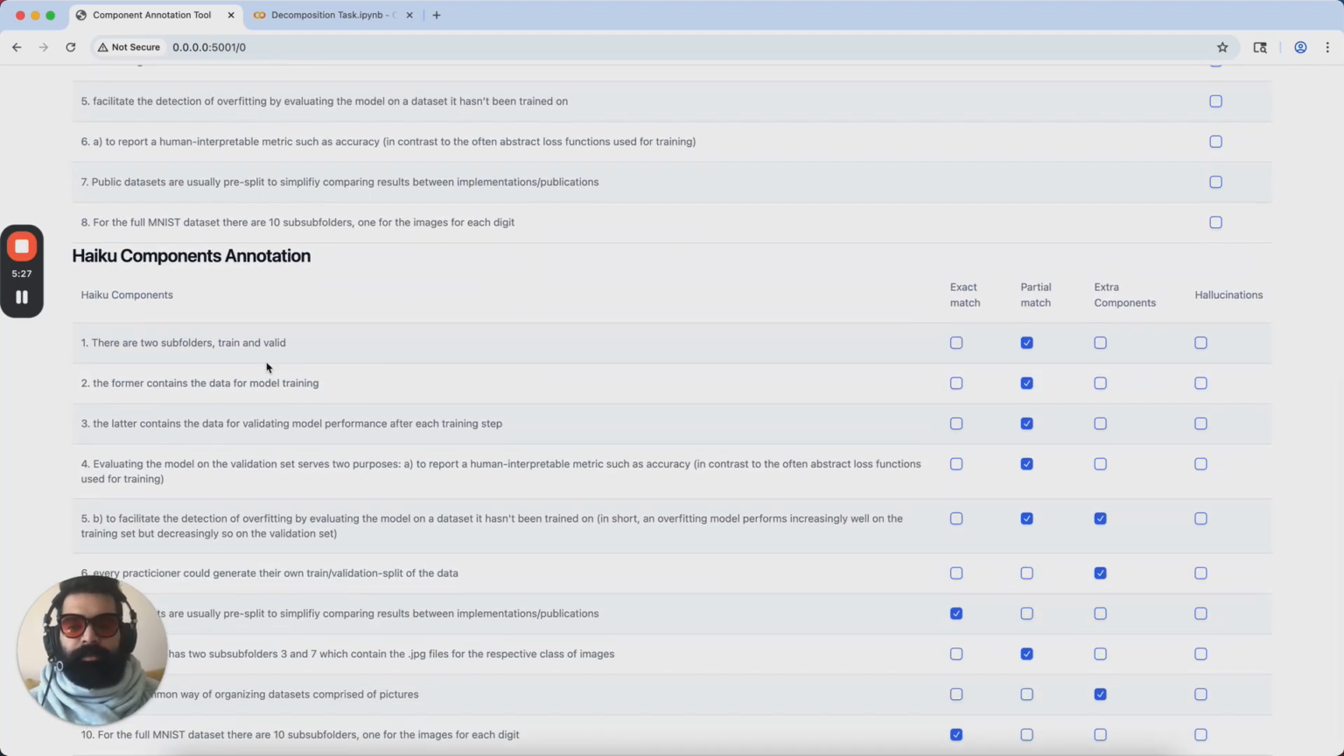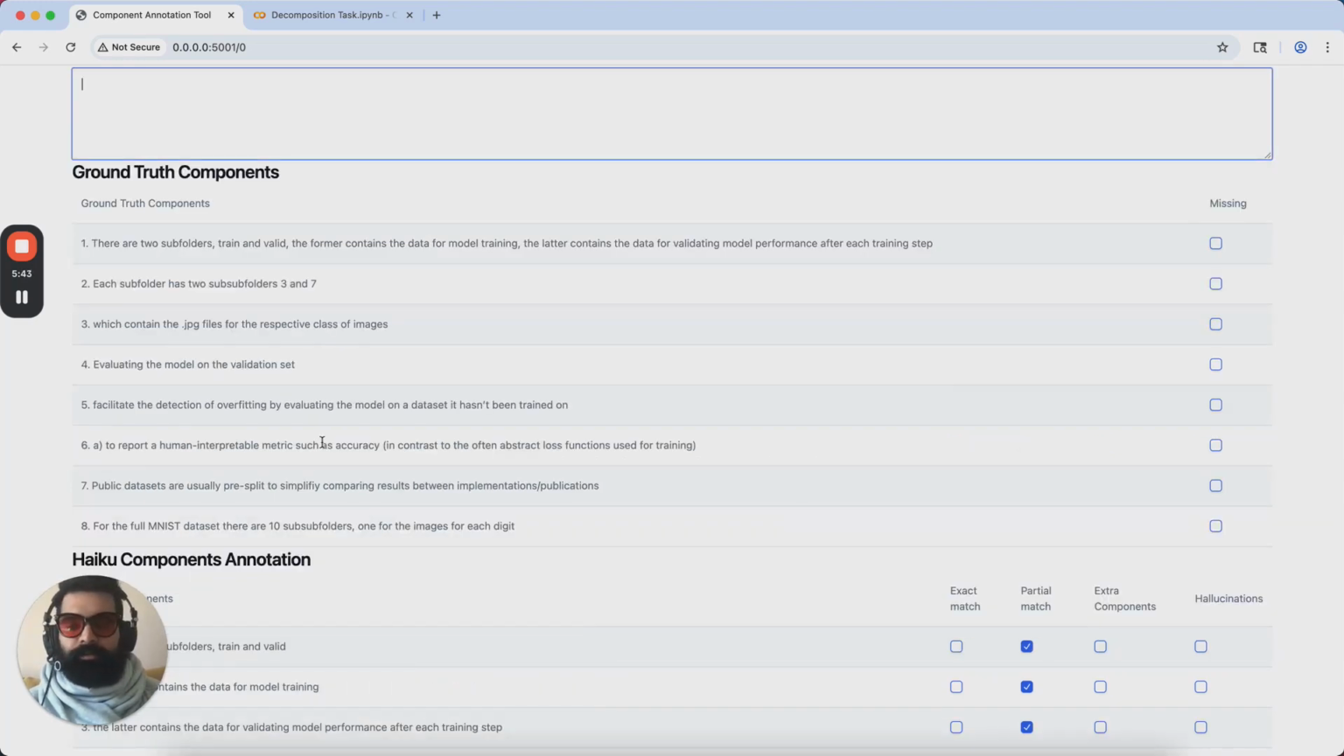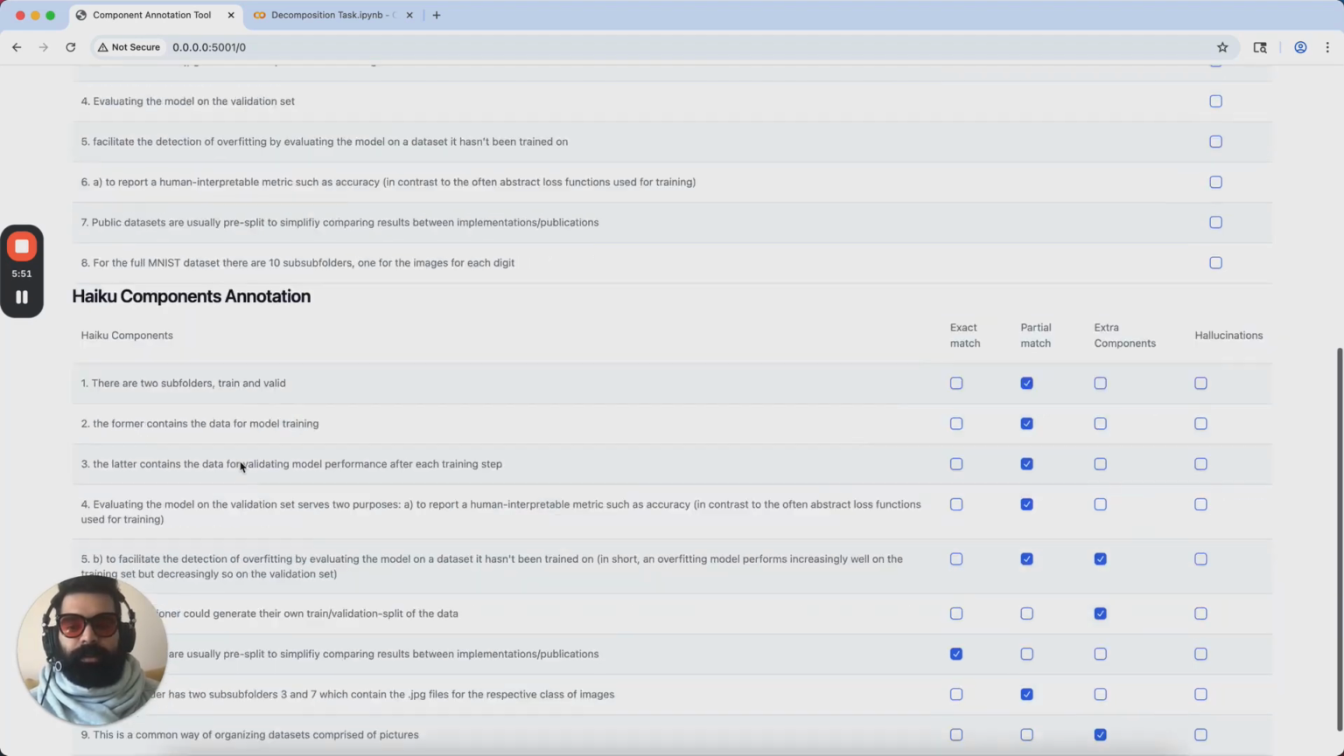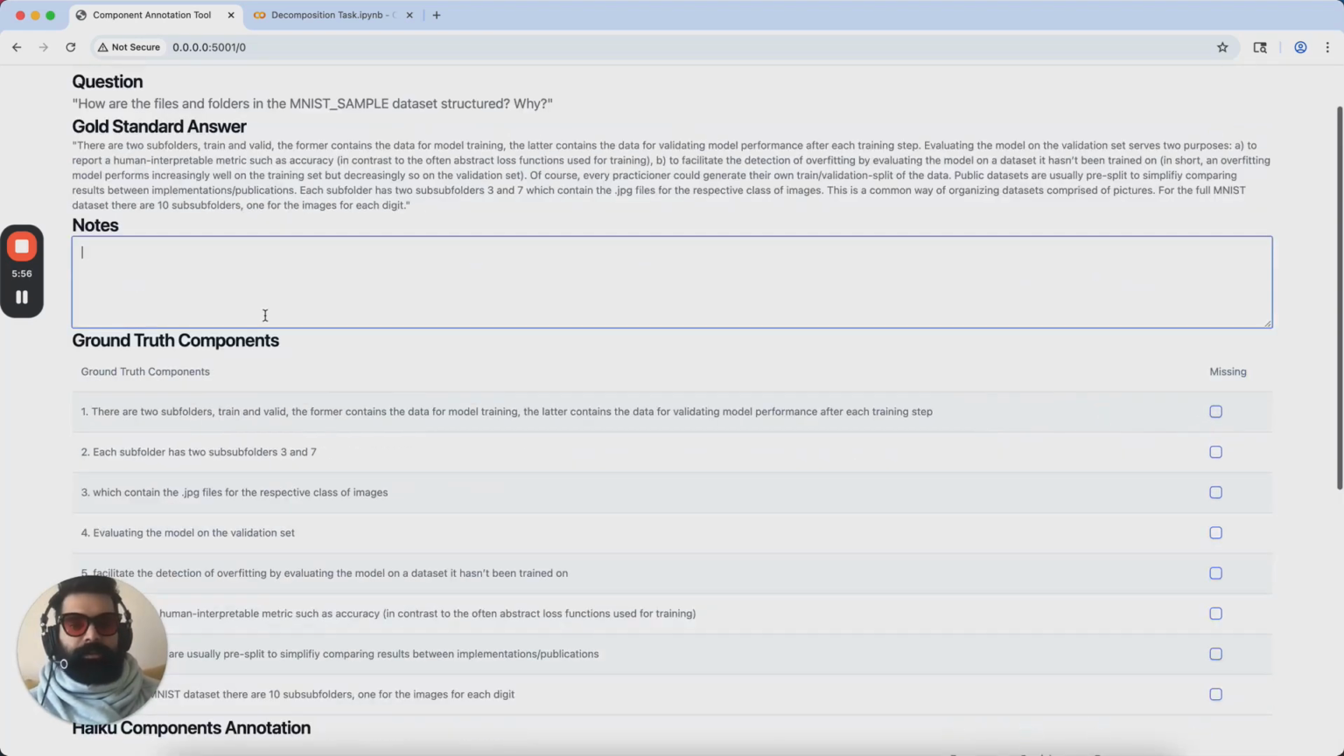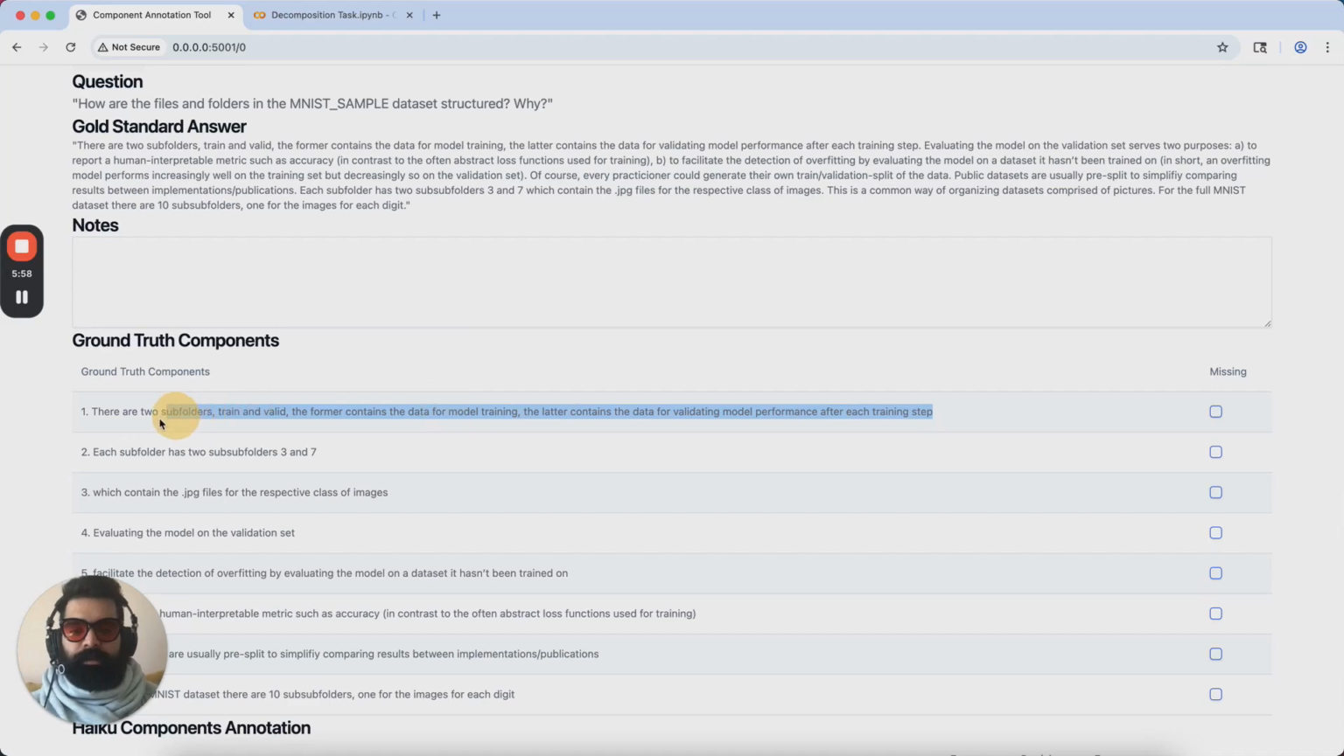Haiku has split that into three. There are two subfolders, train and valid. The former contains the data for model training. The latter contains the data for validating model performance after each training step. It's hard to tell without doing retrieval, and this is a theme that keeps coming up a lot, whether or not it's okay that Haiku has done this, but still I will just make the observations that I can make, and then we will come back to this when we do retrieval.